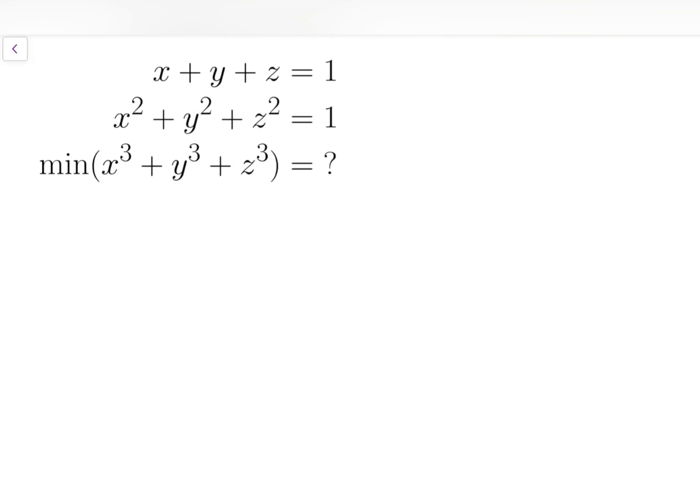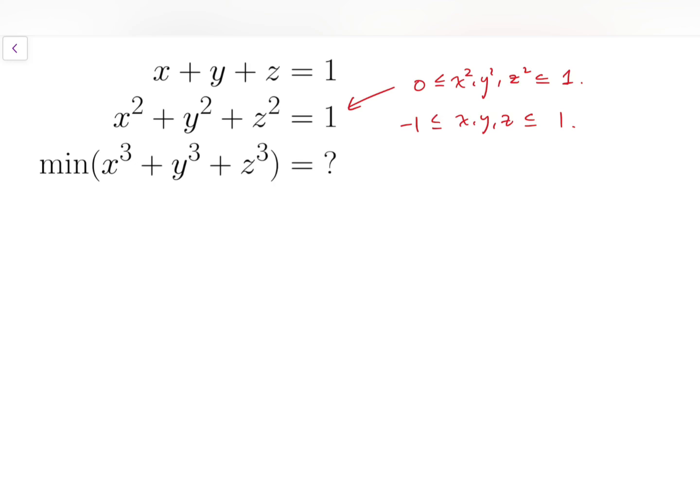First, I'm going to establish some simple bounds on x, y, and z. From the second equation, I can say that each of x squared, y squared, and z squared is between 0 and 1. And so from this, I can say that each of x, y, and z is between -1 and 1.